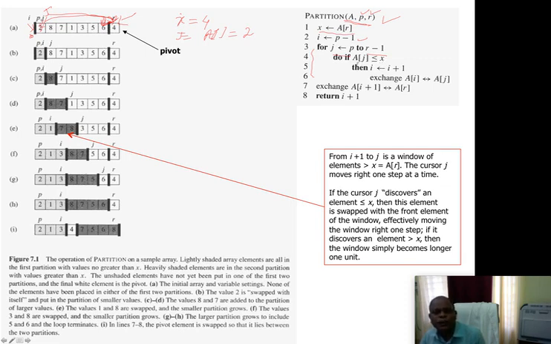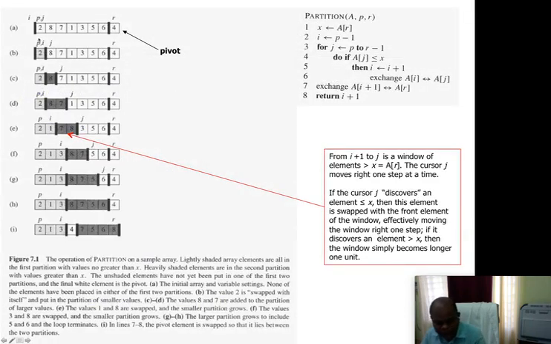Then I is equal to I plus 1. Then what will happen? I will point to here, because I was pointing here before. Now exchange AI with Aj. In this case J is pointing to the first element, and I is pointing to the same, hence 2 will be exchanged with itself. Next, J will point to the next element, that means here. J is pointing to here, and I is pointing to here.